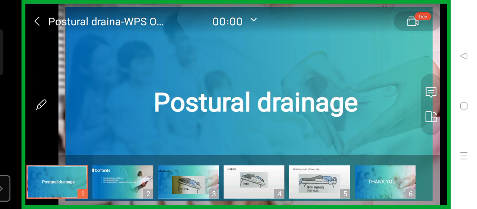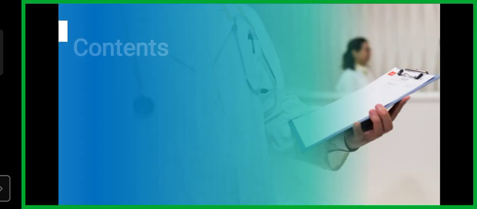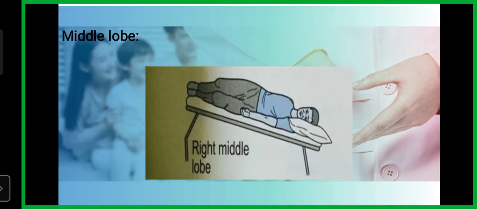Today we are going to discuss the posterior drainage positionings for the middle lobe, lingula, and the apical segment of the lower lobe. So we will discuss one by one. First of all is the middle lobe.